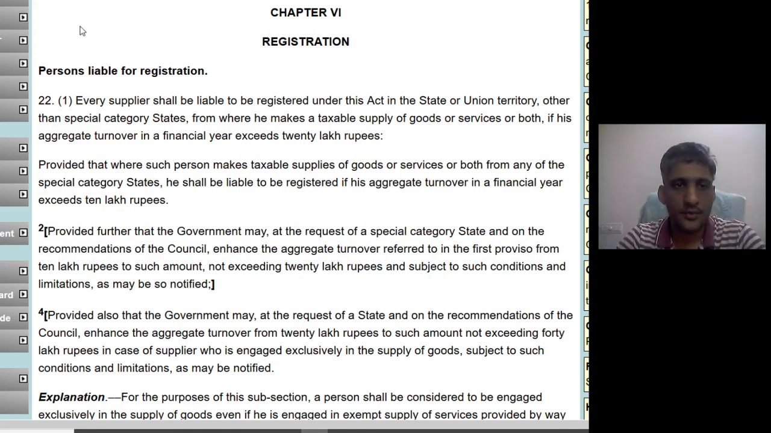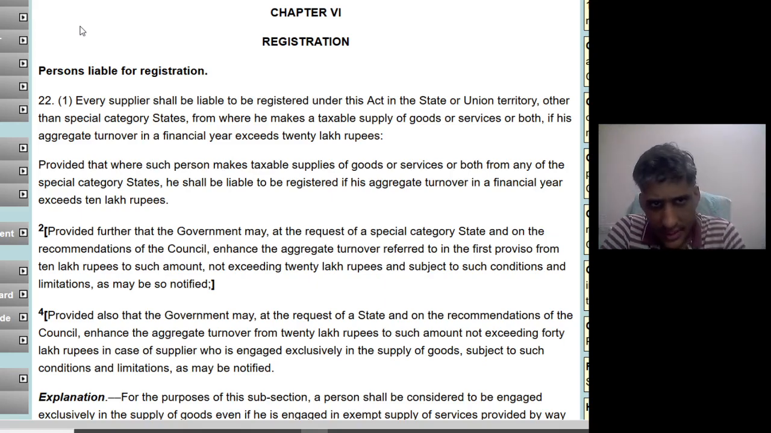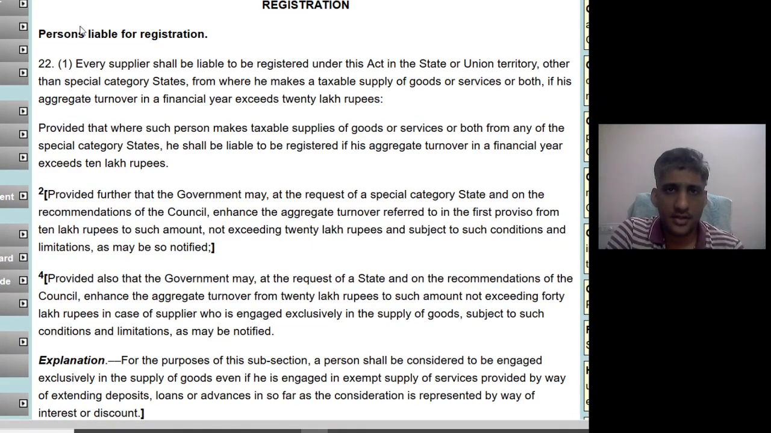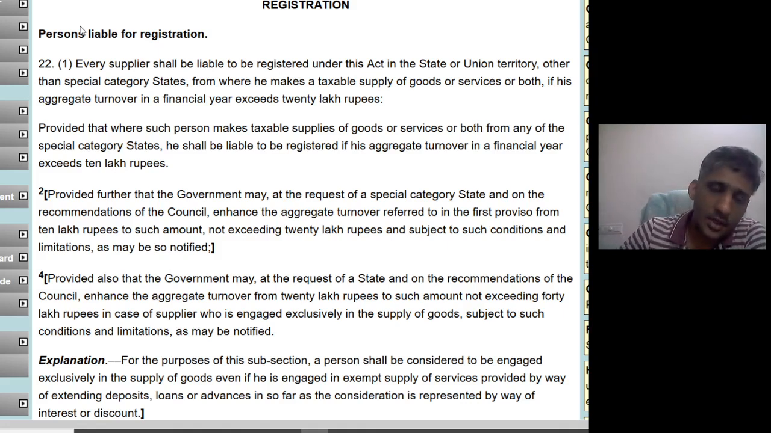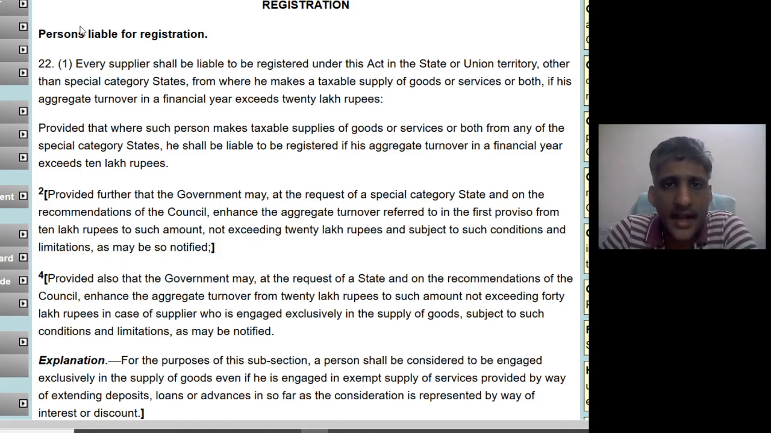Registration. So once again, we are going to read section 22, chapter registration. I'm just going to check if the recording is happening. Yep, good. Okay. So chapter 6, registration, section 22, person liable for registration. Again, repeat warning. You may not understand what you are reading right now, but let's proceed. I will explain everything in detail. Some of these items you have already read while discussing distinct person. Anyway, we will read it again.